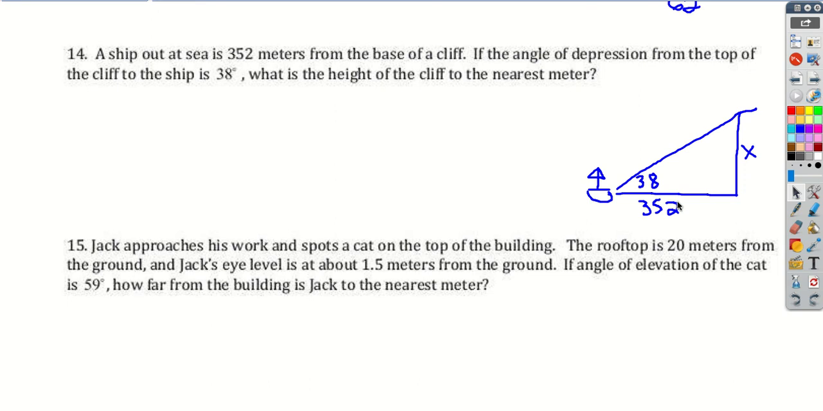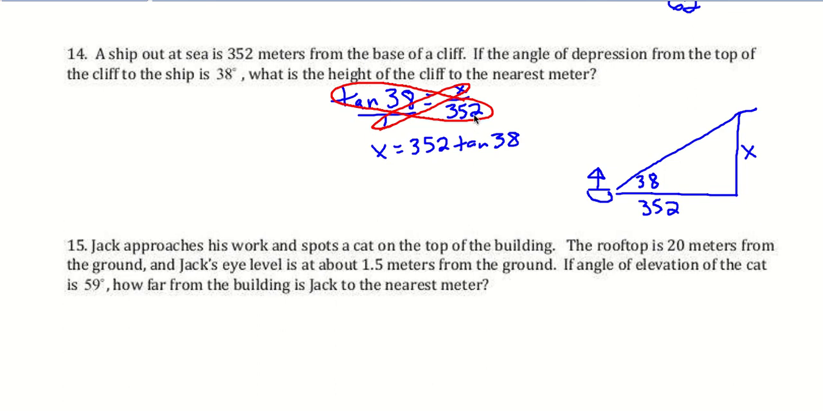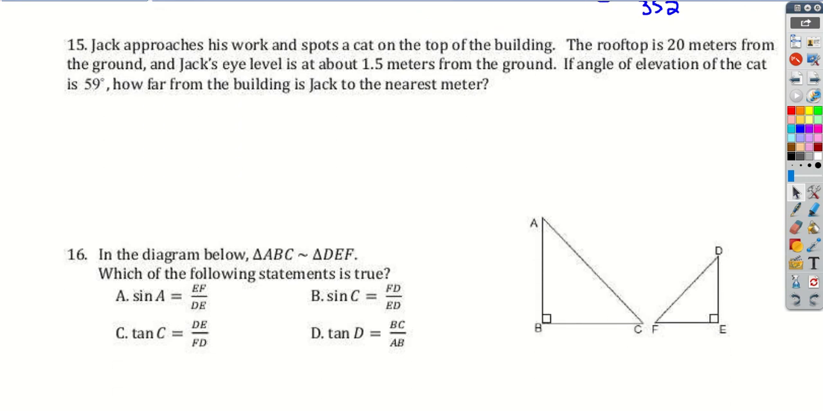Okay, so we're trying to find the height. This is 352. Remember, the angle of depression is actually formed up here, but we're going to include it down at the bottom here in the angle of elevation spot. So I have opposite and adjacent again, so I'm going to go ahead and use tangent. So tangent of 38 is equal to x over 352. We're going to go ahead and cross multiply. So we get x is equal to 352 times the tangent of 38, and then we're going to round to the nearest meter, which is 275 meters.